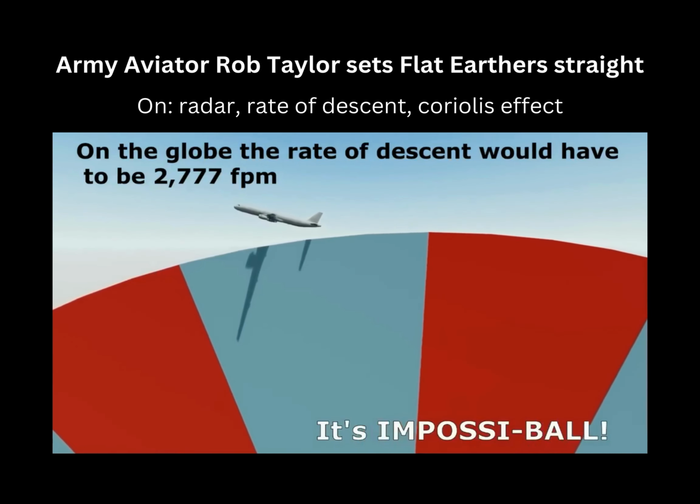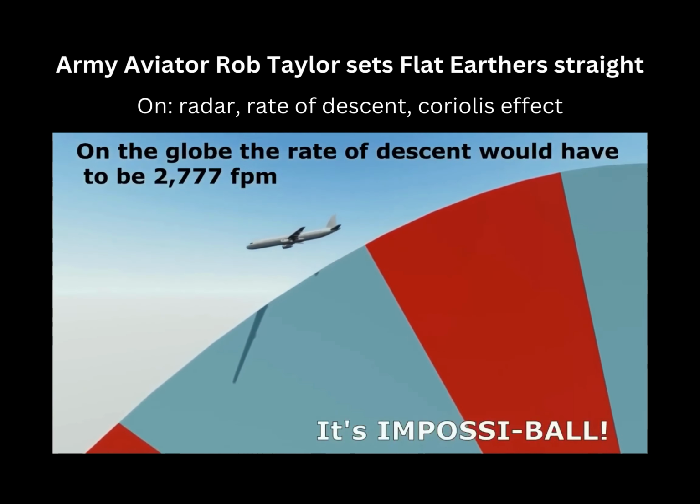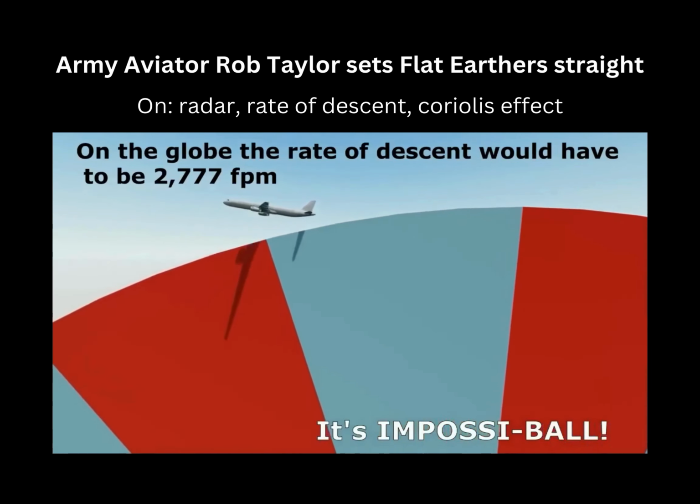Wow. Well, let's compare that. Let's make the comparison now. 500 feet per minute to land the airplane to a full stop at an airport. On the globe, the airplane has to descend continuously at 2,777. That's more than 5 times the rate of descent for landing, and that's a continuous descent.